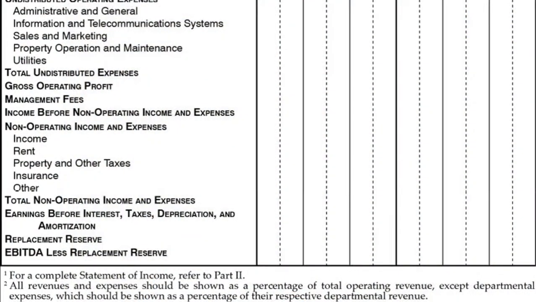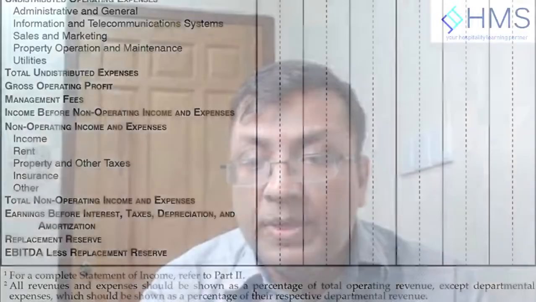Then lastly, you have replacement reserve. Some hotels have replacement reserve to replace normal FFE, and sometimes the management contract also talks about replacing the furniture, fixture, and equipments, where the operating hotel has to contribute a couple of percentage, maybe 2%, 3%, 5%, depending on the hotel and the management contract, to replace the furniture, fixture, and equipments on a regular basis so that the hotel can maintain its standard.